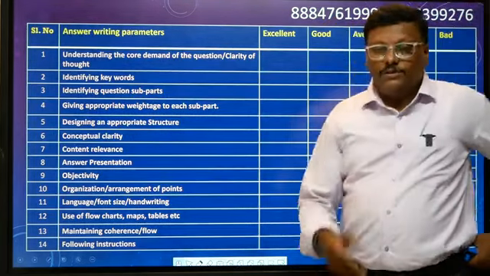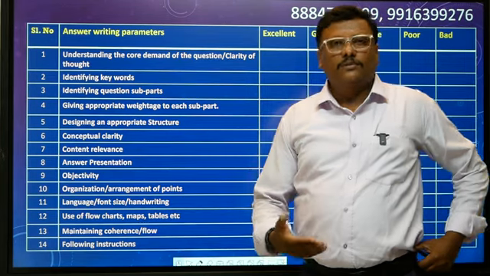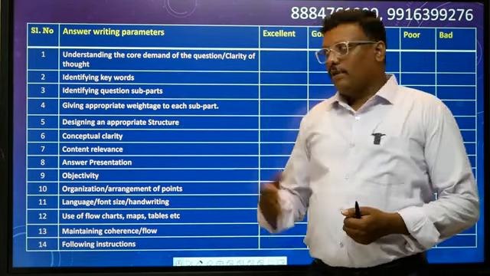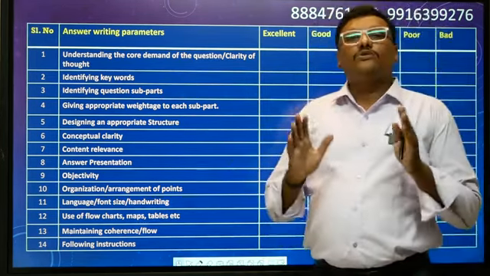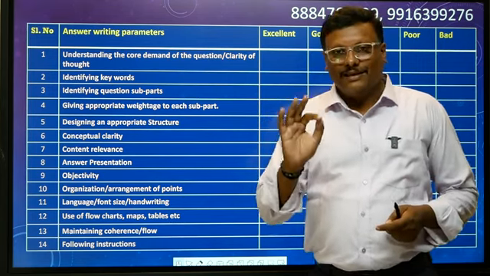And for your information, when any evaluator or examiner in UPSC or KPSC or anywhere is evaluating, they are going to follow certain parameters in your answer rating.